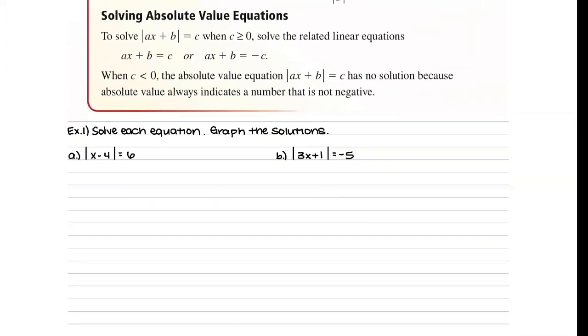Our first thing to do is to isolate the absolute value. Once the absolute value is by itself, we can form two equations by getting rid of the absolute value bars, keeping the answer term the same, and then taking the opposite of it as well. So what does this mean?